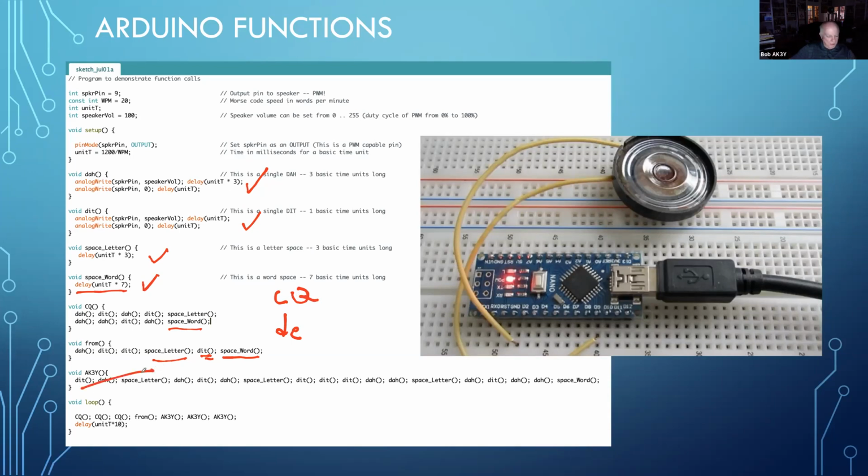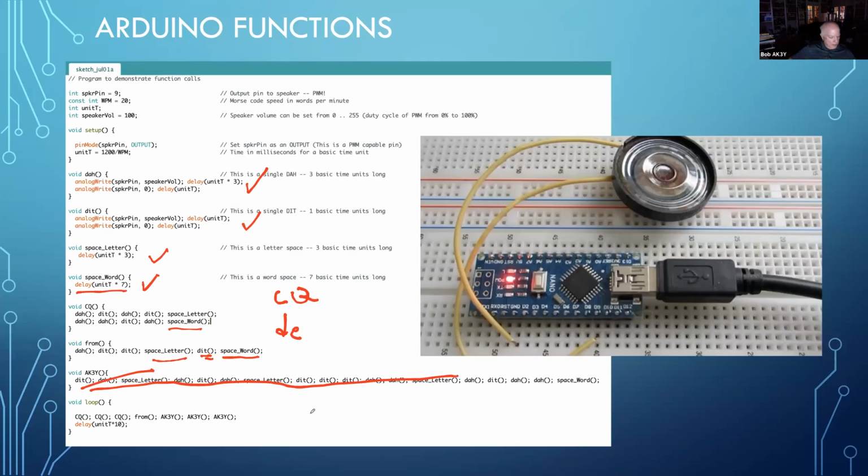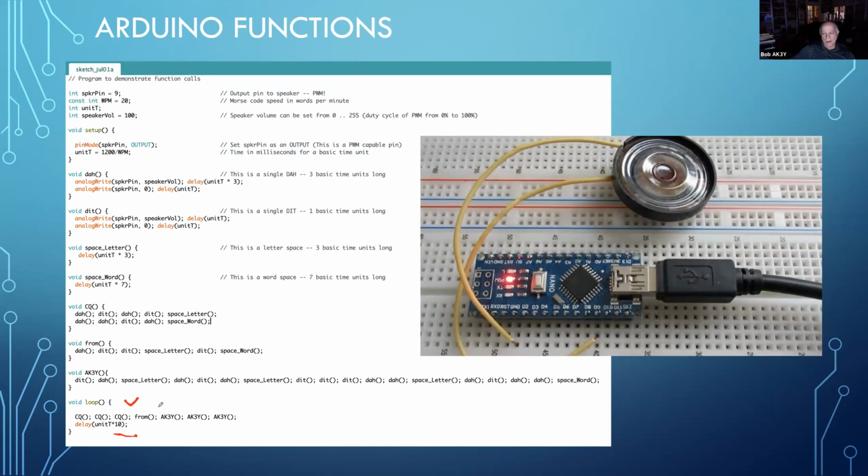Next thing is, and of course I just wrote over it, the next thing is my call sign. Let me get rid of this. What did I just do? Here we go. So my call sign is da, which is A, space, da, K, space, et cetera, and I put a word space at the end. And then in my loop command, I'm going to send this over and over again. I'm going to send CQ, CQ, CQ from AK3Y, AK3Y, AK3Y. I'm going to wait 10 units of time, and then I'm going to send it over and over again. And so what you're going to hear is this.